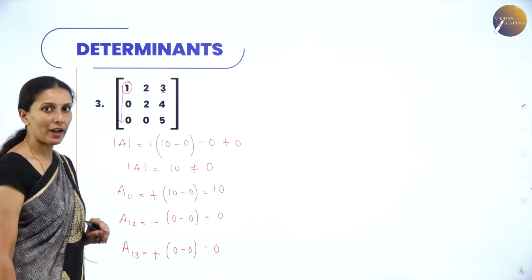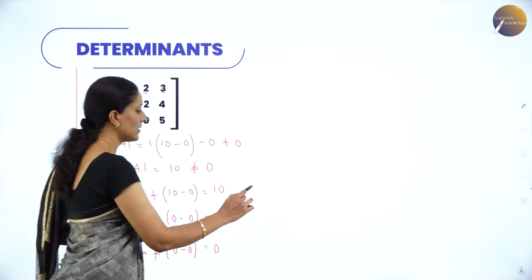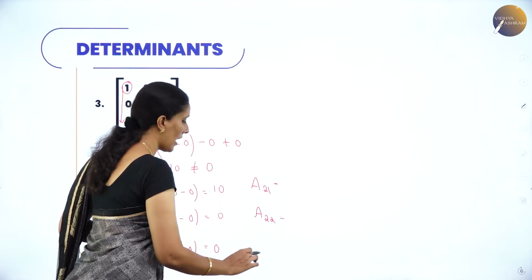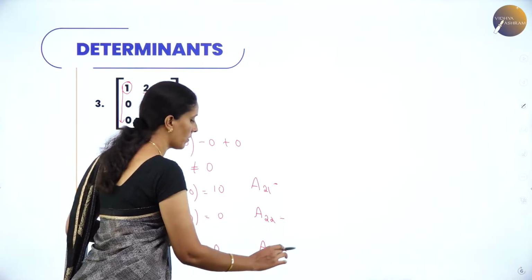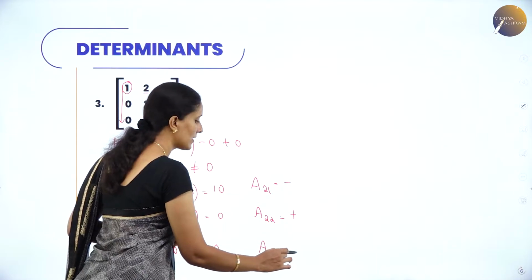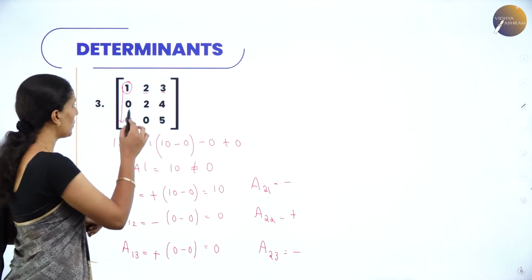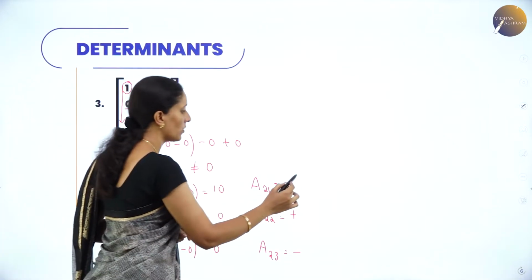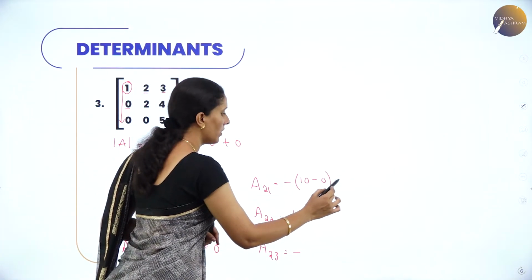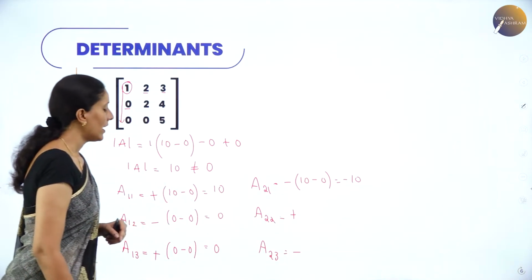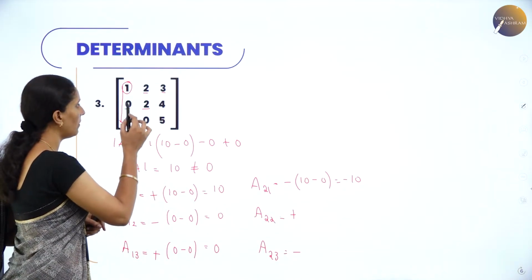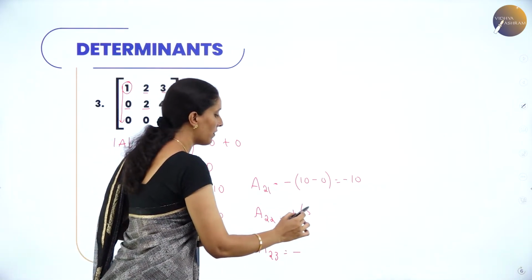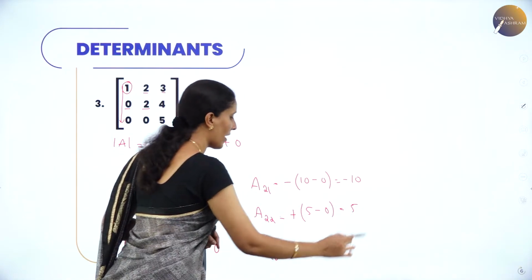Now let us find the cofactors of the second row elements. So that is A21, A22 and A23. So here the signs are minus, plus, minus. So for 0, delete the column, delete the row. 2 5s are 10 minus 0. So it is 10 minus 0, which becomes minus 10. Next is A22. So delete the column, delete the row. 1 5 is 5 minus 3 zeros is 0. So it is 5 minus 0, which becomes plus 5.